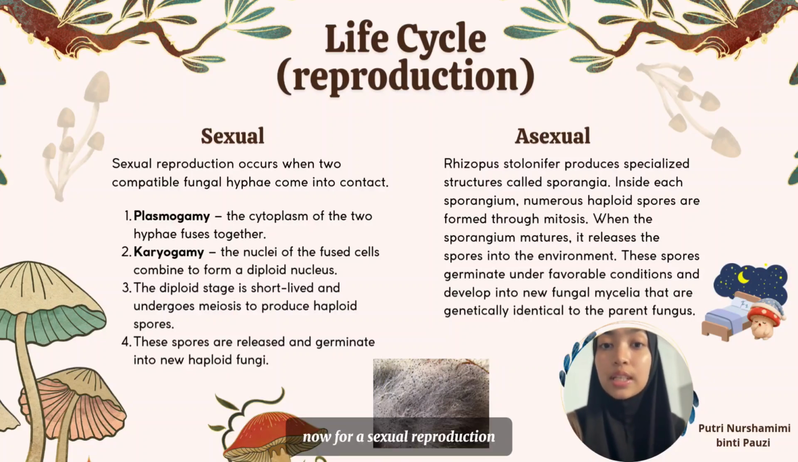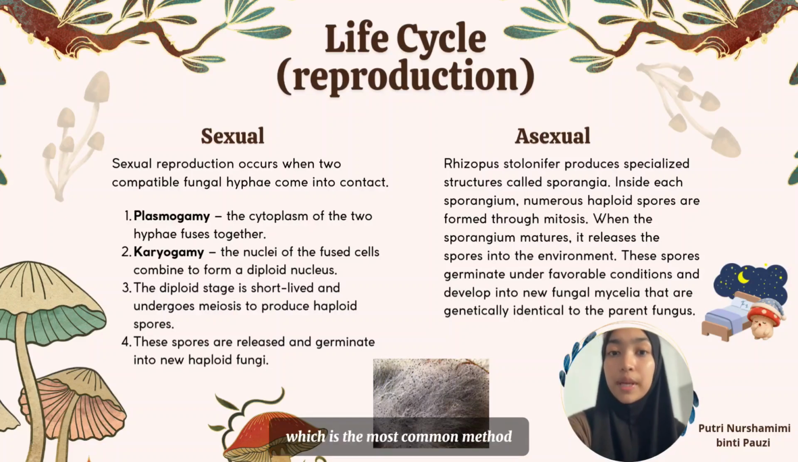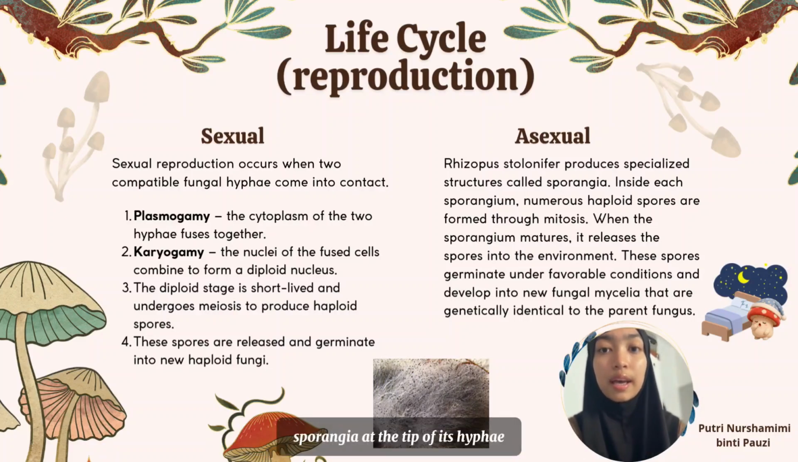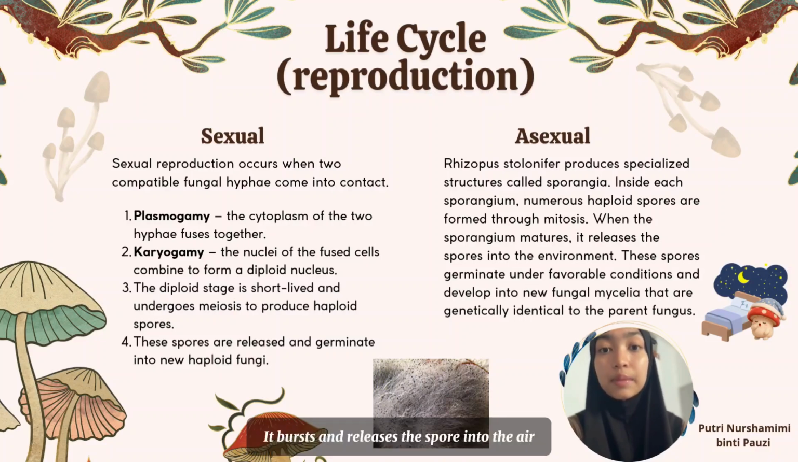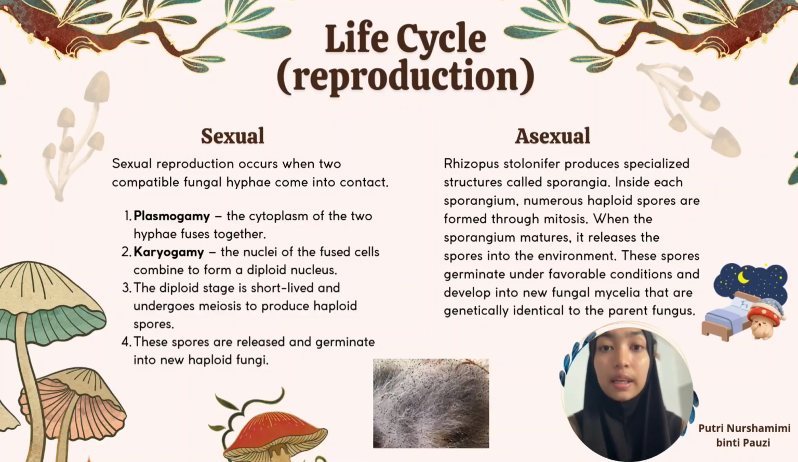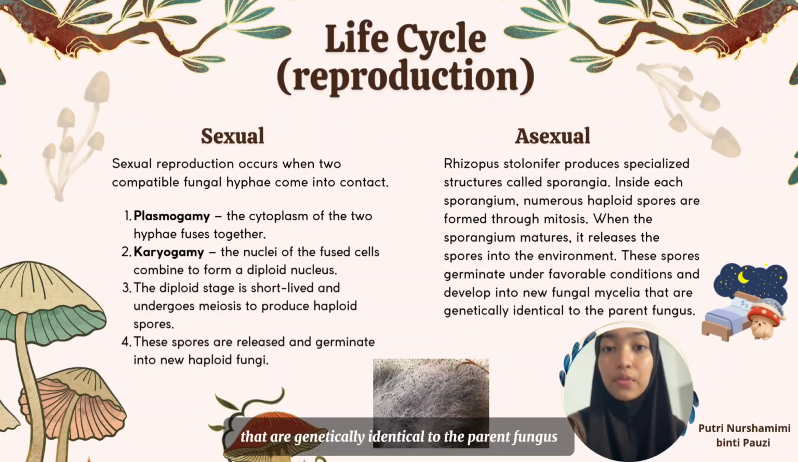Now, for asexual reproduction, which is the most common method, Rhizopus stolonifer forms specialized structures called sporangia at the tips of its hyphae. Inside each sporangium, many haploid spores are produced through mitosis. When the sporangium matures, it bursts and releases the spores into the air. If these spores land in a warm and moist environment with enough nutrients, they germinate and grow into new fungal mycelia that are genetically identical to the parent fungus.